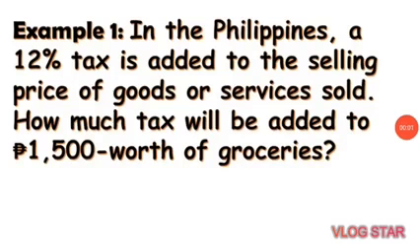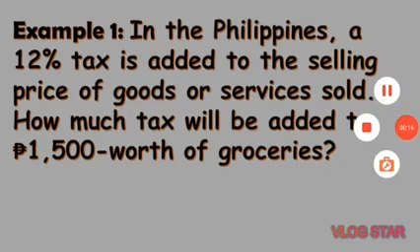For example number 1, in the Philippines, a 12% tax is added to the selling price of goods or services sold. How much tax will be added to 1,500 worth of groceries? For us to get the 12% of 1,500, we need to convert 12% into decimal.